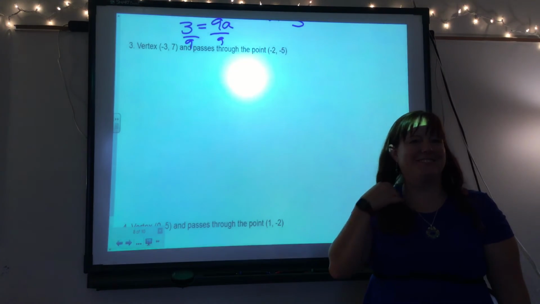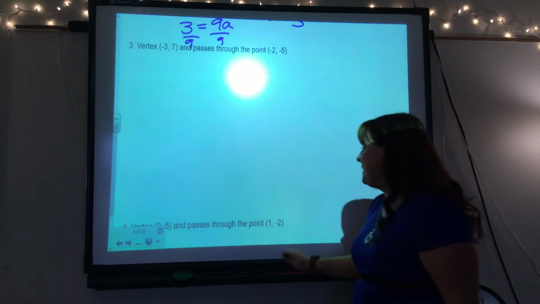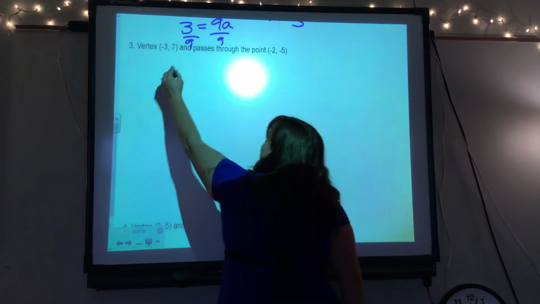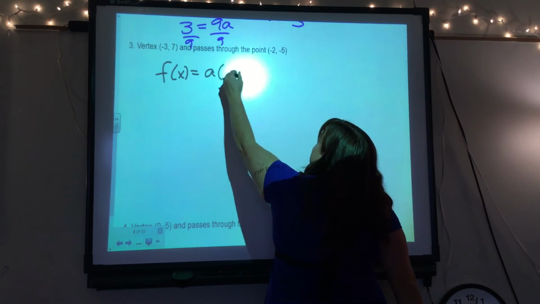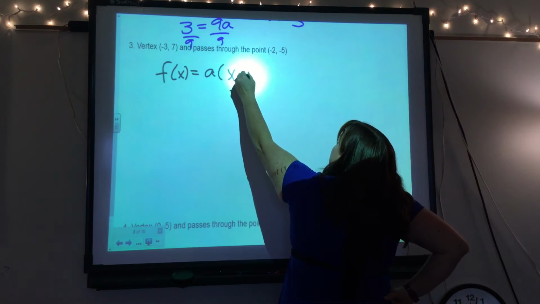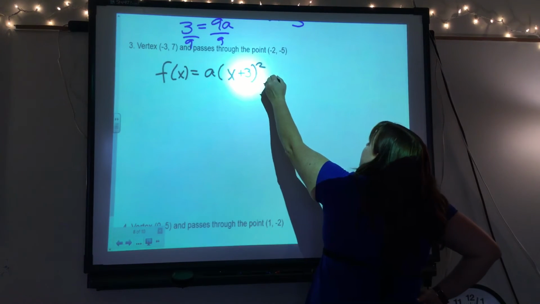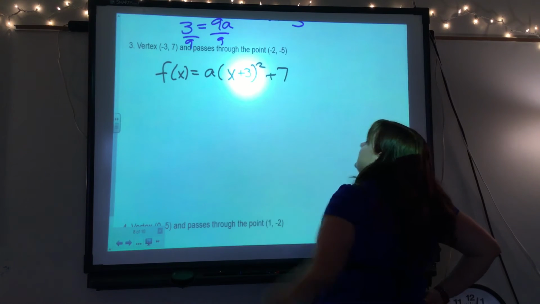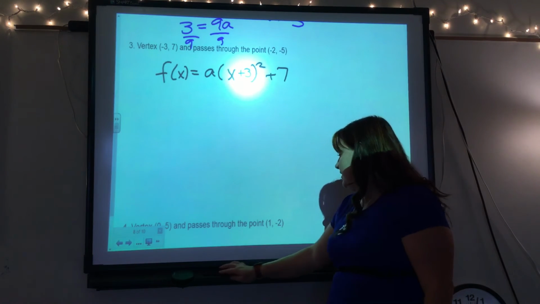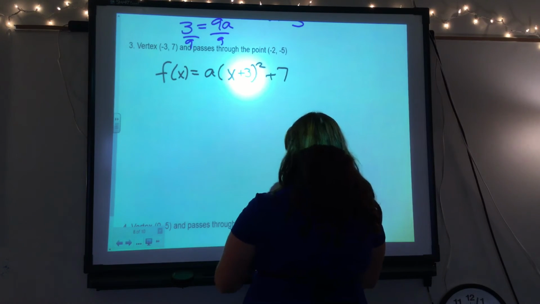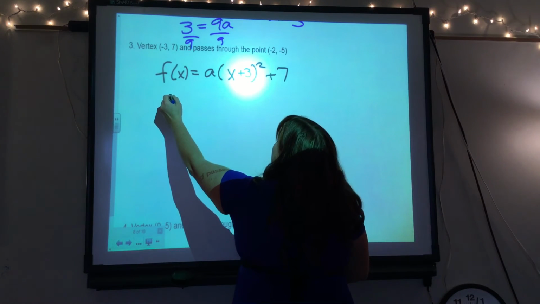Okay. Let's try again. F of x equals a times x plus 3 squared plus 7. We put our vertex in. Then we're going to put our point in.